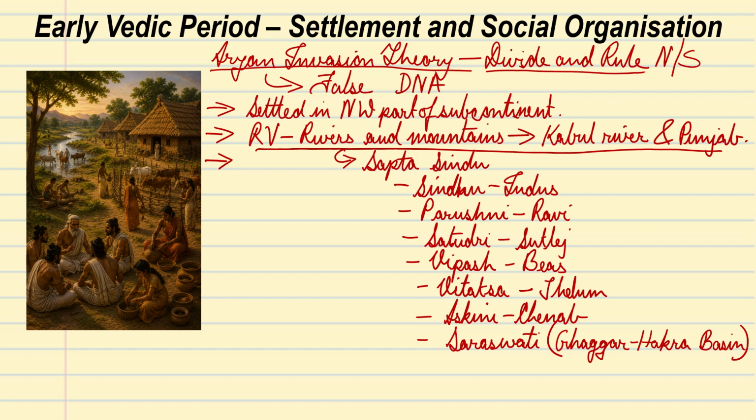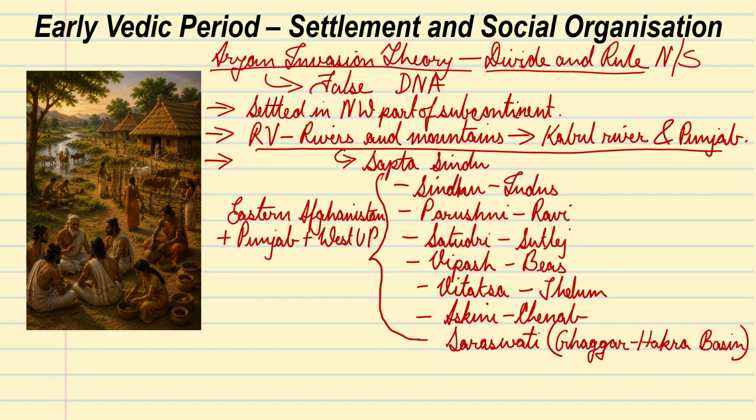And all these rivers, the area of Sapta Sindhu, covered the places of eastern Afghanistan plus Punjab plus West UP. So these are the places of the Sapta Sindhu region, and this happened during the Rig Vedic time. Later this region came to be known as Brahmavarta.